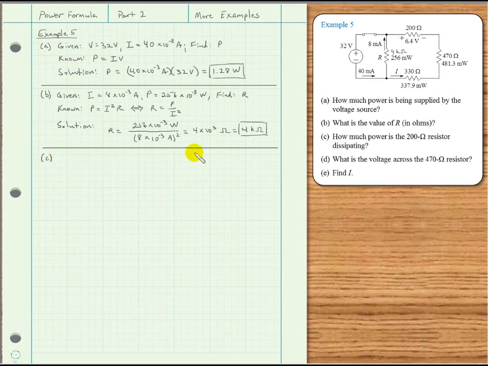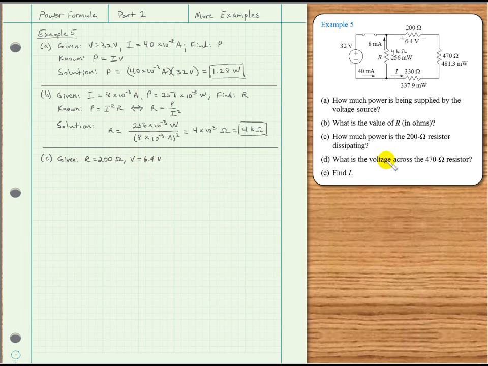For part C, we are asked how much power is the 200 ohm resistor dissipating. Here's the 200 ohm resistor. We are given that it has 6.4 volts across it. So we'll write down that given information. We know R is 200 ohms, and we also know that the voltage across that resistor is 6.4 volts.